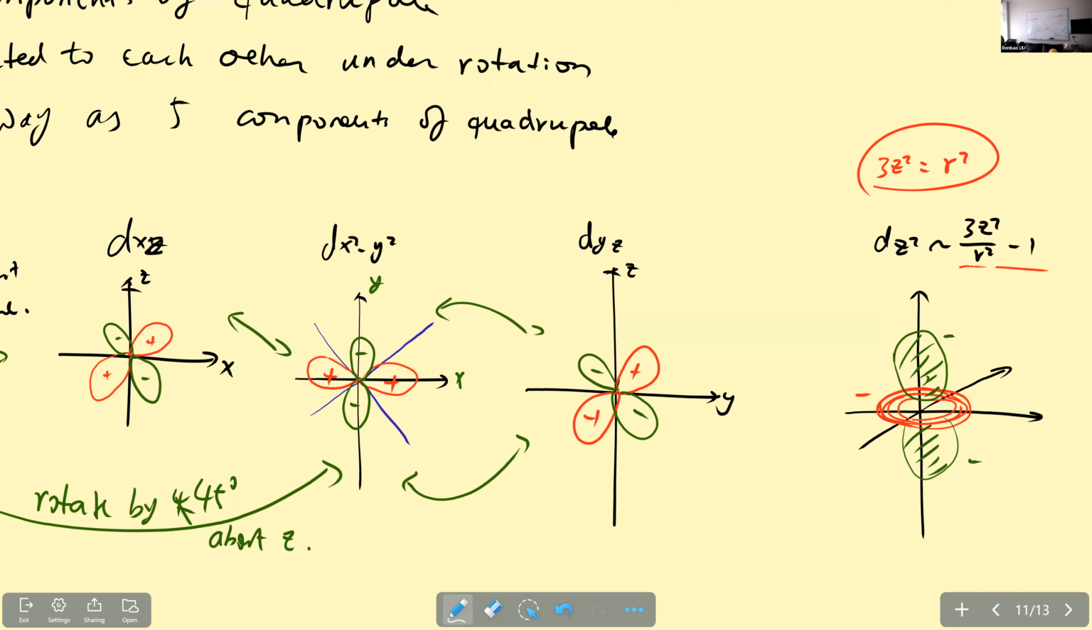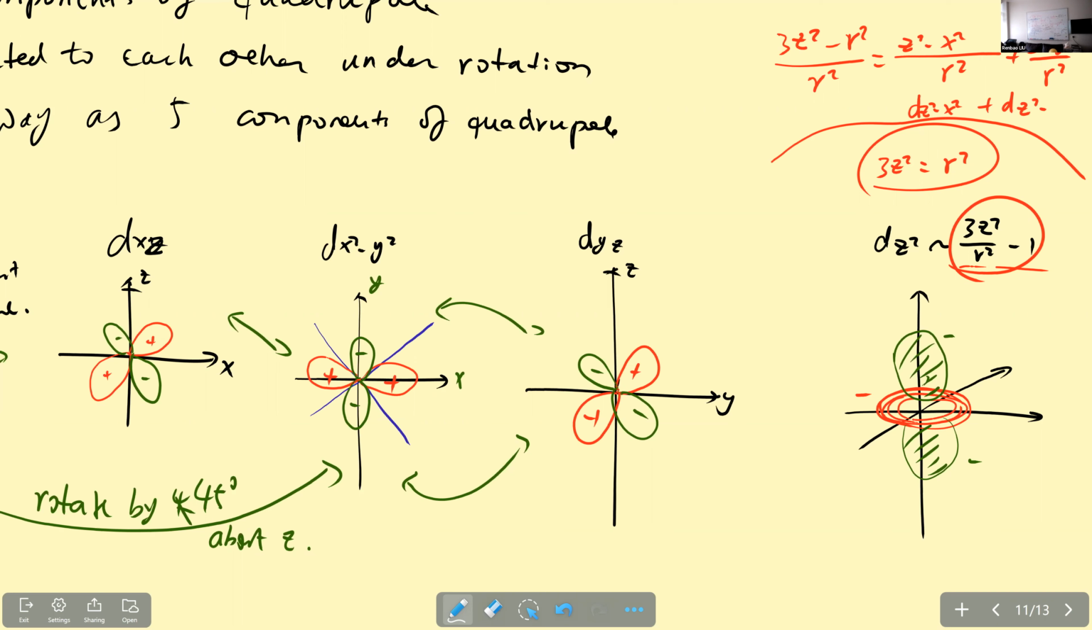So you can put this one as. Let me just change this one a little bit. You can now understand this one. Now this is 3z squared minus 1 minus r squared over r squared. Actually can be written as r squared z squared minus x squared plus r squared z squared minus y squared, right? So you can see that this one is just can be written as z squared minus x squared plus d z squared minus y squared.